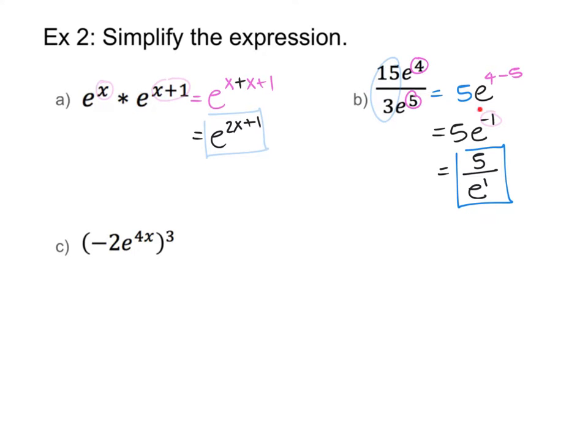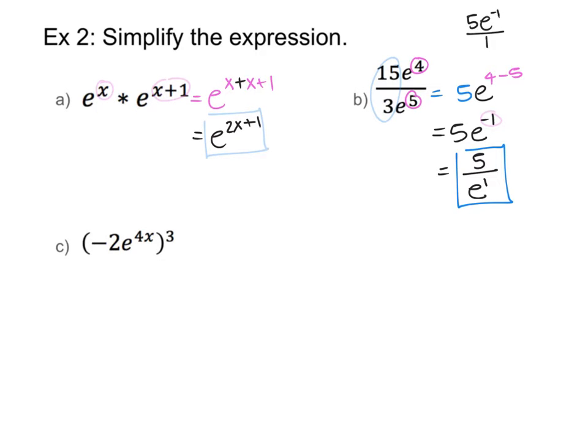Let me just explain why this happens. Why does e get thrown in the bottom? So let me just take this expression here. If you don't care about why this happens, you can move on to the next problem or fast forward. But basically what happens is that you have 5e to the negative 1.